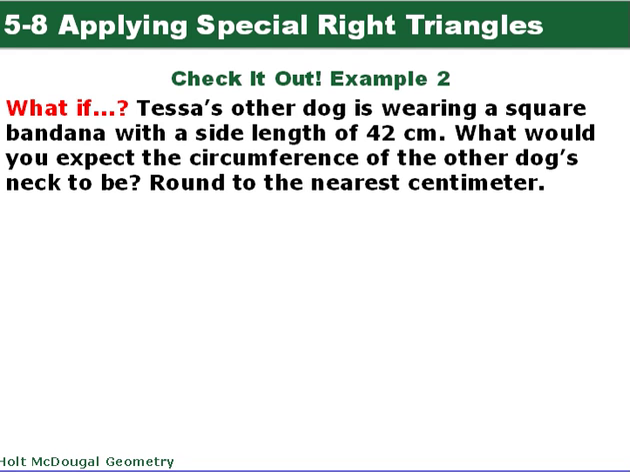Or the side lengths. Okay, so you're going to check it out. Tessa's dog is wearing a square bandana with a side length of 42 centimeters. What would you expect the circumference of the other dog's neck to be? Round to the nearest centimeter. I'm glad you're reading. I can illustrate.